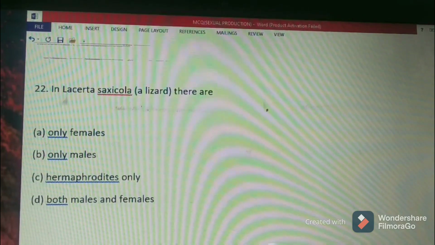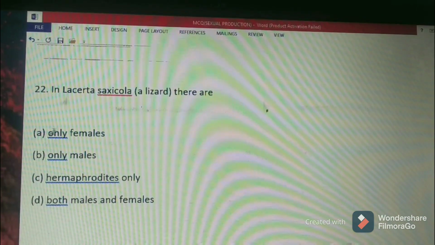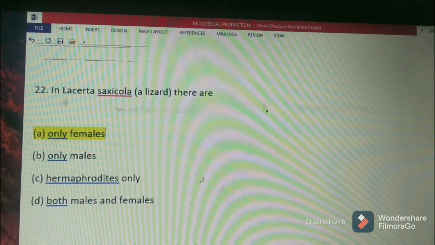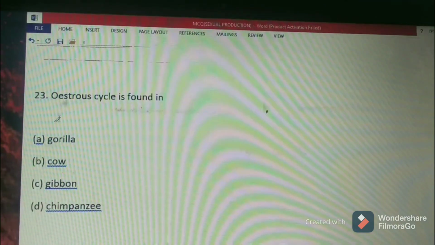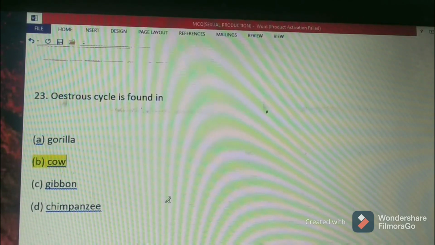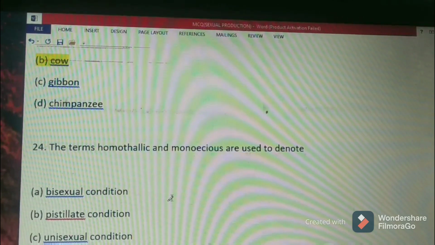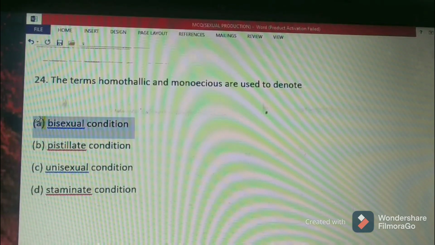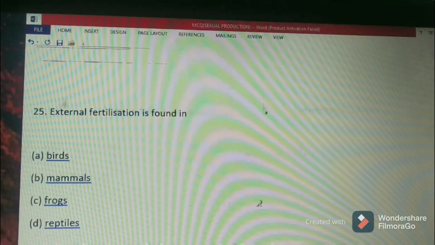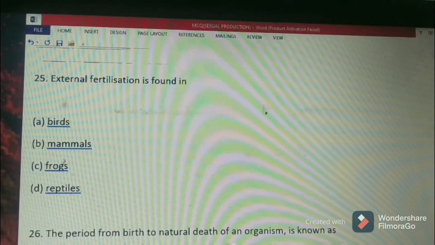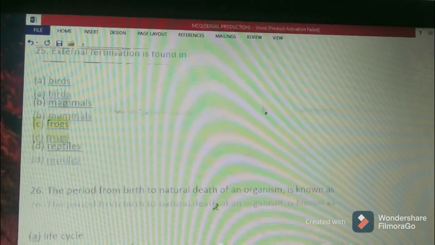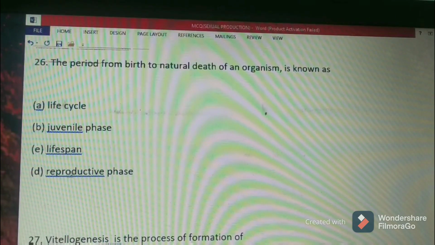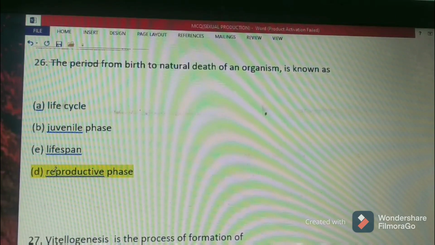In Lacerta saxicola, a lizard, there are only females. Oestrous cycle is found in cow. The terms homothallic and monoecious are used to denote bisexual condition. External fertilization is found in frogs. The period from birth to natural death of an organism is known as lifespan.